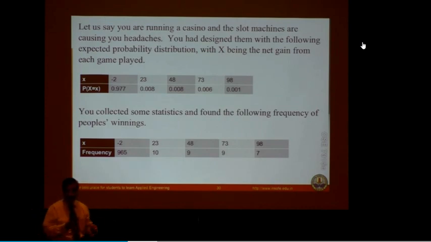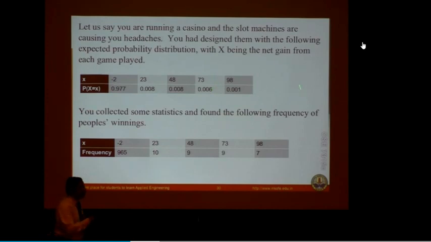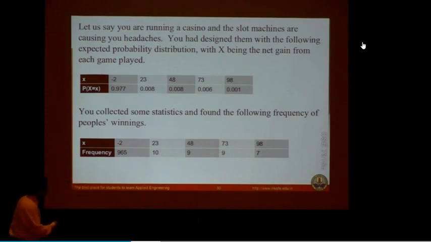I am fixing 1,000 people because I collected data from 1,000 people. I want the expected frequency from those 1,000 people. 977 should not win anything. 8 people should win $25. 8 people should win $50. 6 people should win $75, and only 1 out of 1,000 should win the $100. But this is the reality. Whether these differences are acceptable variation or not is what I have to test.